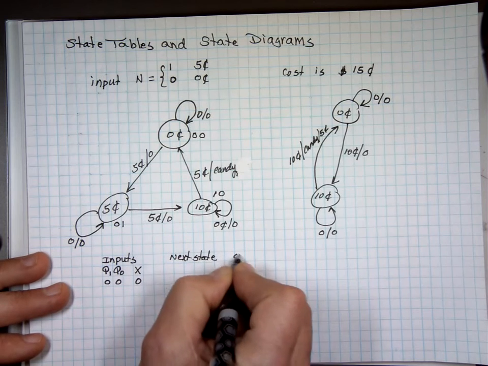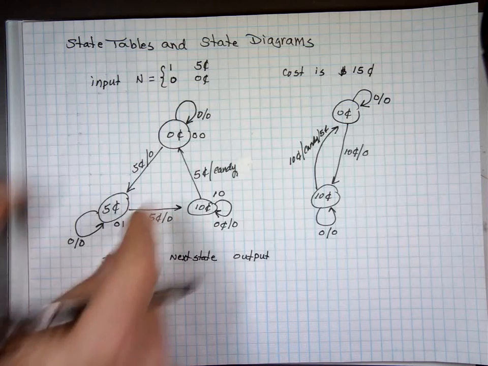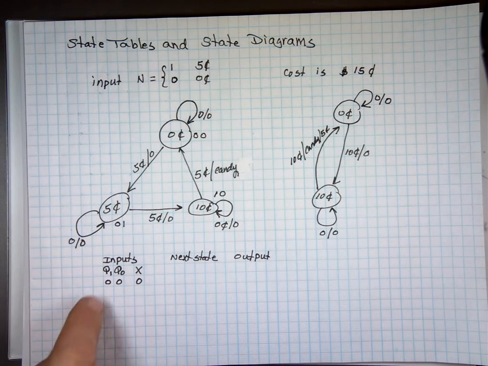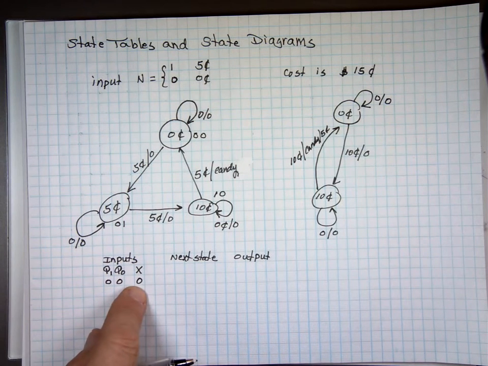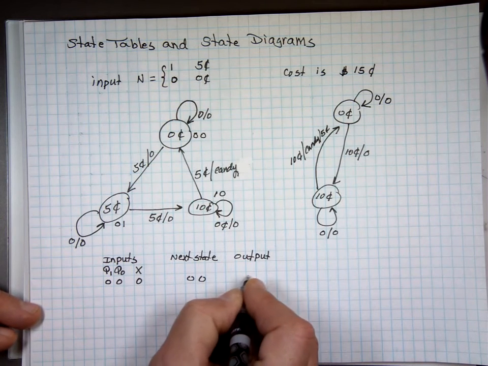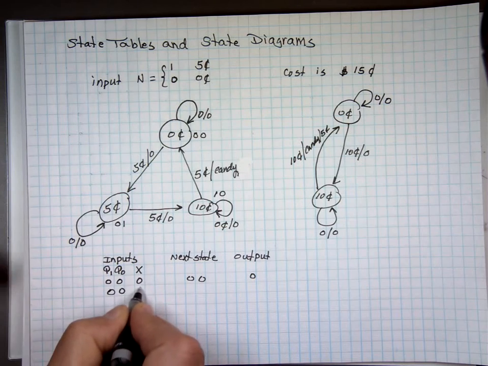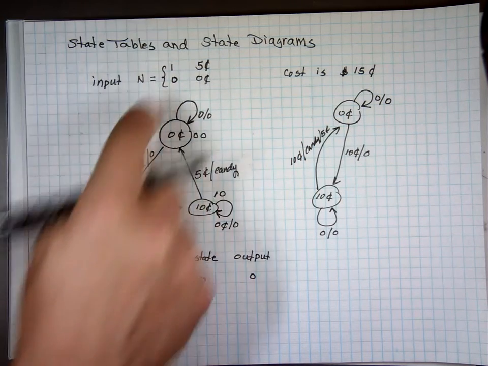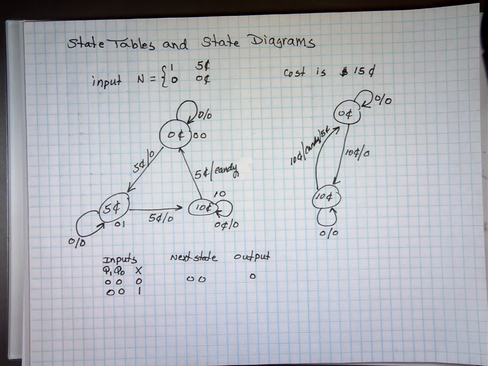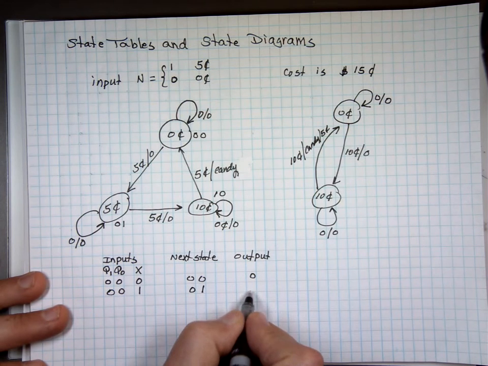And what's your output? Do you get a candy here? If I'm doing this example, there is no change back. So if I'm at 0, 0, and I put no money, I stay where? At the same place, 0, 0. Do you get a candy? No. If I am at 0, 0, and I put 1, 1 means 5 cents, what happens? Where do you go? You go to 0, 1. Do you get a candy? No.